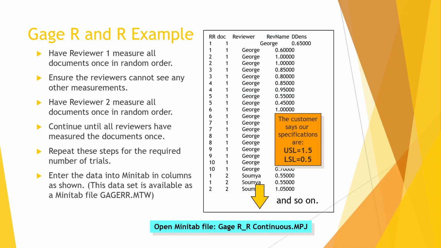Here's a Gauge R&R example, okay? Have reviewer 1 measure all documents once in random order. Ensure the reviewers cannot see any of the other measurements. Have reviewer 2 measure all documents once in random order. Continue until all reviewers have measured the documents once. Repeat these steps for the required number of trials. Enter the data into Minitab and columns as shown. Okay, so you're going to see this in the Gauge R&R when you pull out your Minitab examples. But here it goes.